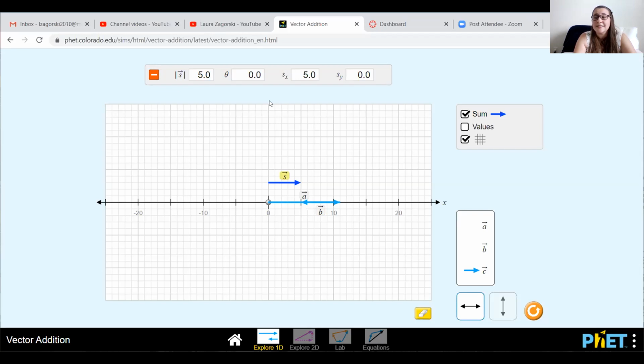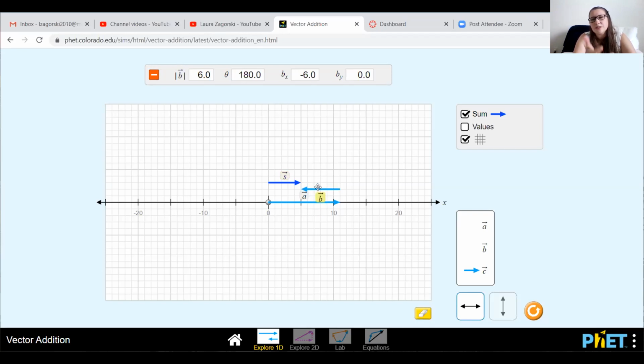What is our distance? Our total distance. Right, yes, 17. Because A has a magnitude of 11, B has a magnitude of 6. 11 plus 6 is 17. So our distance that we traveled is 17. Our displacement is only 5. Okay, so that's kind of the gist of things in one dimension.